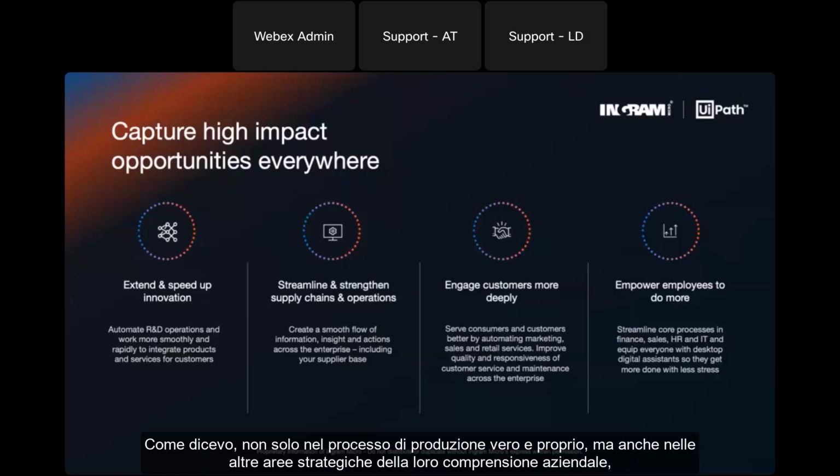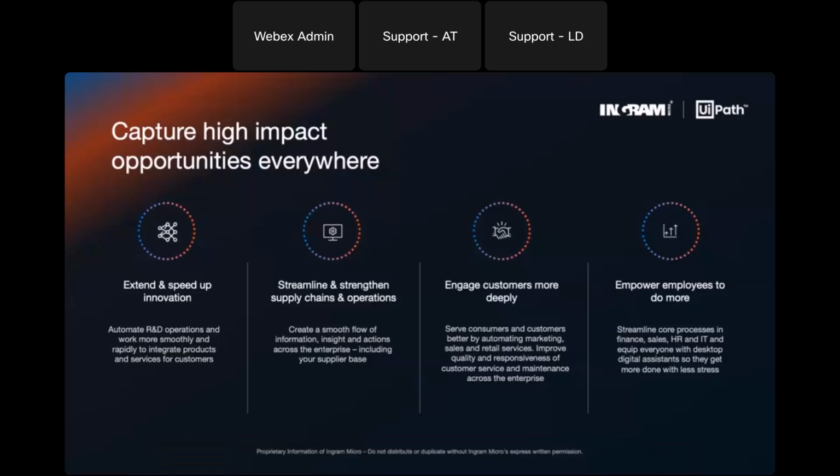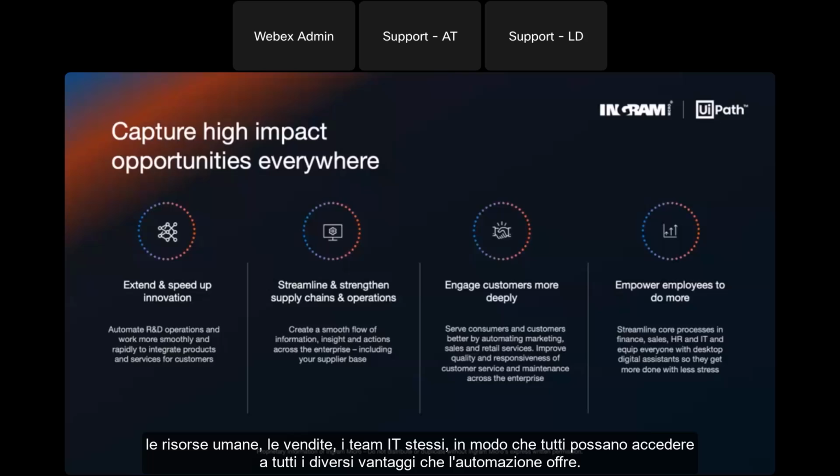As I was mentioning, not only in the actual manufacturing process, but in other strategic areas of their business, understanding how those different areas enable the business outcomes that they are looking for, and how we can enable the automation for areas like, for example, marketing, HR, sales, the IT teams themselves, so everyone can have access to all the different benefits that the automation brings to the table.